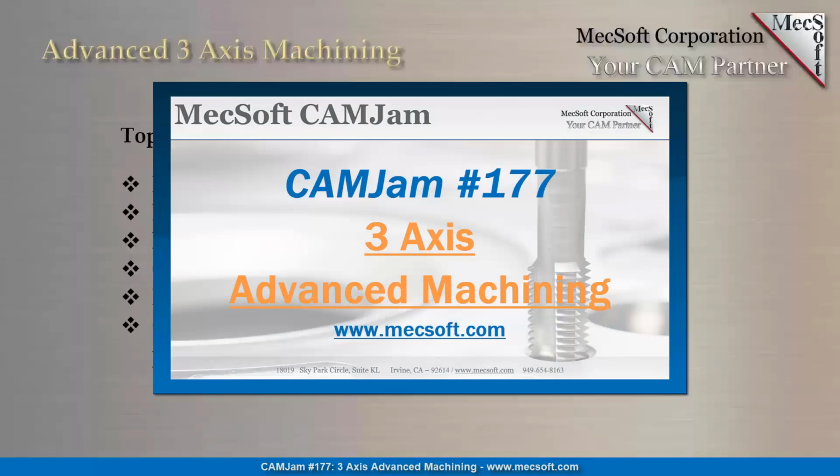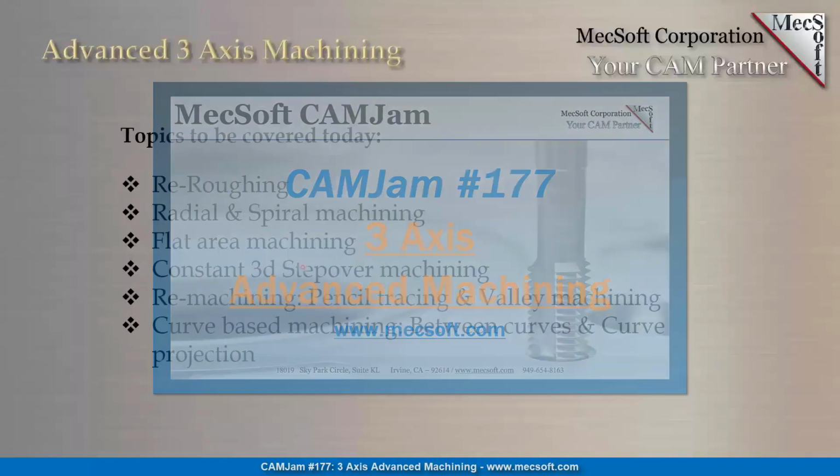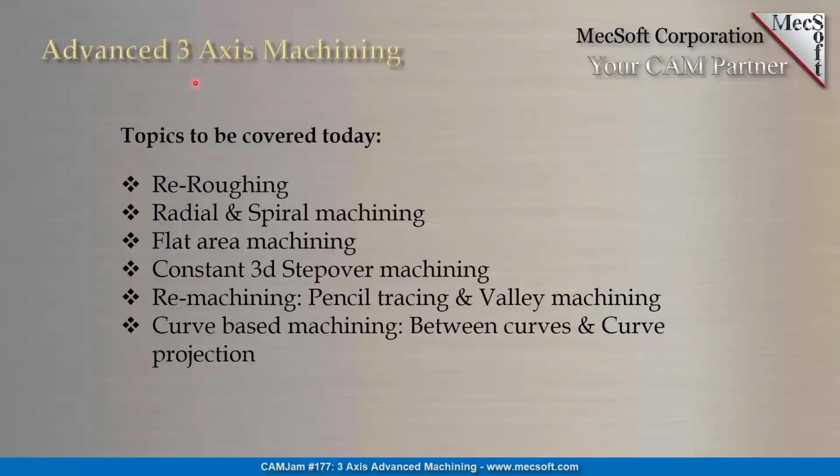Okay, so today's topic, as mentioned, is advanced three-axis machining, and the other highlights of the webinar would be reroughing. We'll be talking about reroughing, three-axis reroughing. Also be talking about radial and spiral machining in the three-axis mode. Flat area machining allows you to clear flat areas, not only roughing as well as finishing. And then constant 3D step-over machining as well.